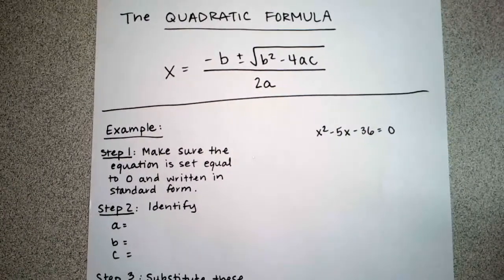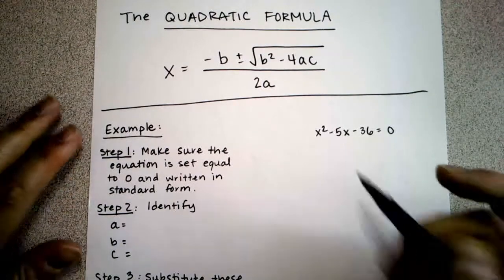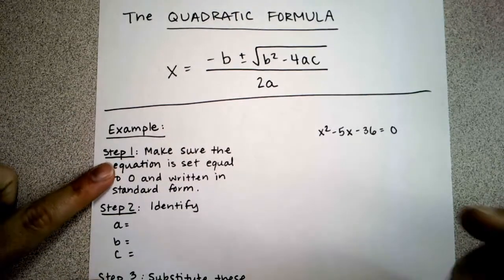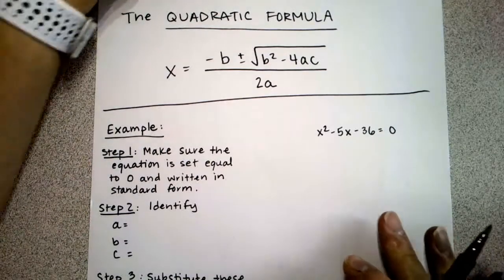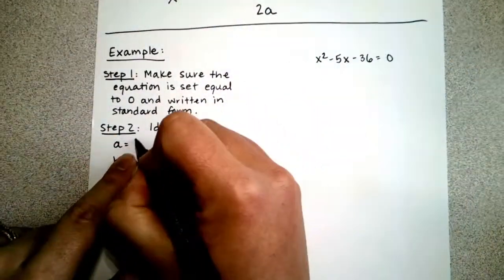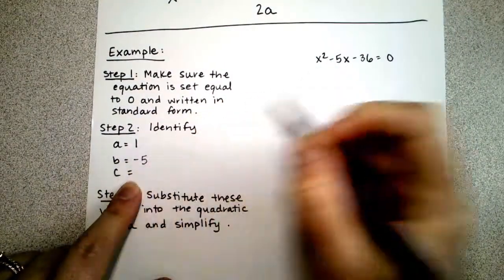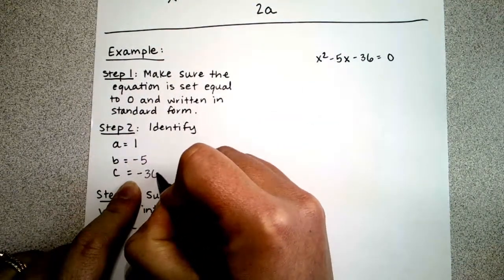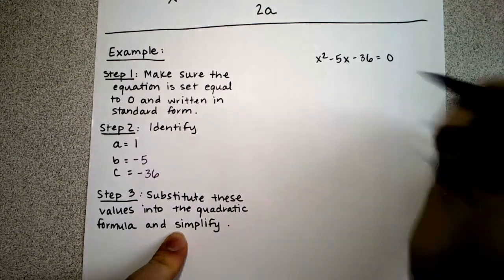Okay, so I'll show you how to use this formula. There's a few steps. First, make sure the equation is set equal to 0 and written in standard form. So this is set equal to 0, it's in standard form, step 1 is good. Step 2 is just identify what a, b, and c are. Remember, a is the number in front of the x squared. If there's nothing there, it's a 1, so a is 1. B is the number in front of the x, so b is negative 5. And c is negative 36.